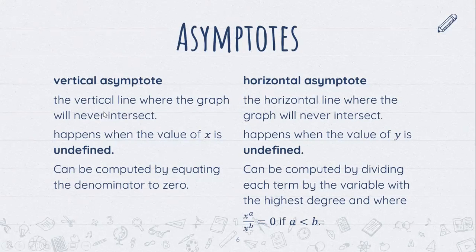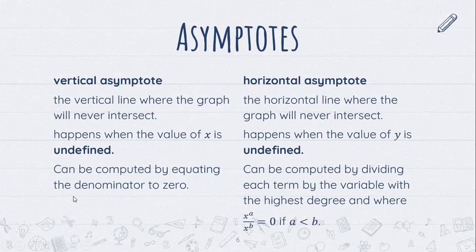Anyway, so we have vertical asymptote. The vertical asymptote is a vertical line, from the word itself vertical, where the graph will never intersect. Kailan nagkakaroon ng vertical asymptote? It happens when the value of x is undefined. Kapag may x tayo, sinusubstitute natin doon sa equation, 'di ba? Tapos, ang nakuha nating value is undefined. Nagkakaroon tayo ng vertical asymptote.